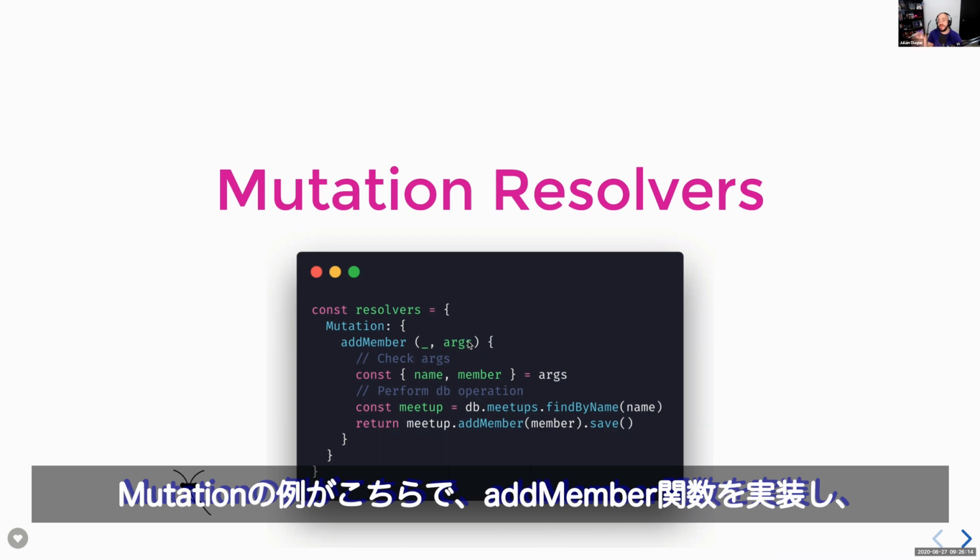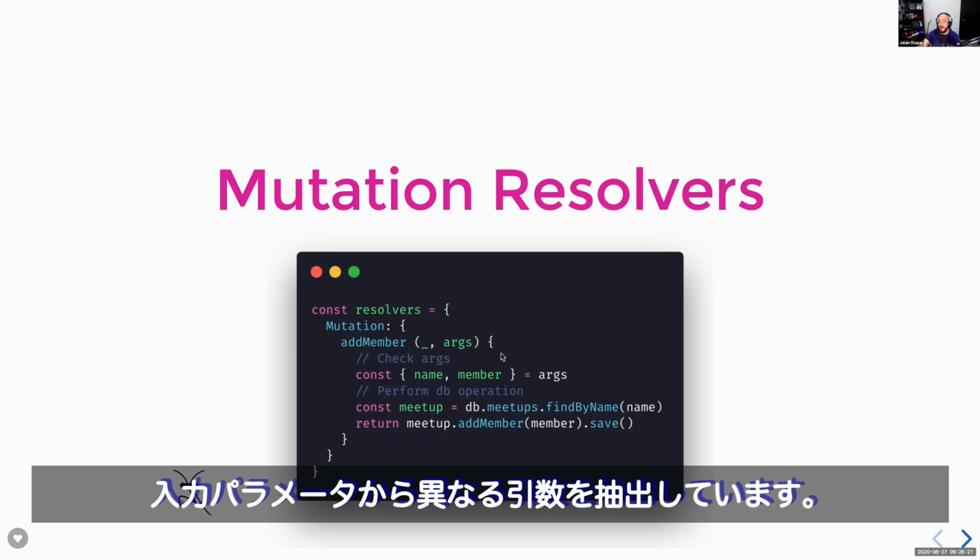So here we have the example of the mutation. We are implementing the add member function. And again, I'm extracting the different arguments from the input parameters.